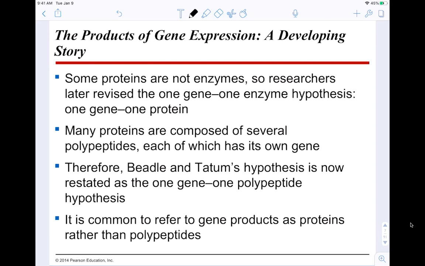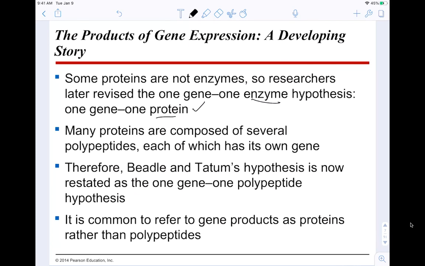Researchers later revised one gene equals one enzyme to be one gene equals one protein, because not all proteins are enzymes. So this is now a better definition: one gene creates one protein. And that's a pretty good definition. Many proteins are composed of several polypeptides. Peptide bonds exist between amino acids to hold the amino acids together to create a protein, each of which has its own gene. So each particular gene codes for a particular protein.